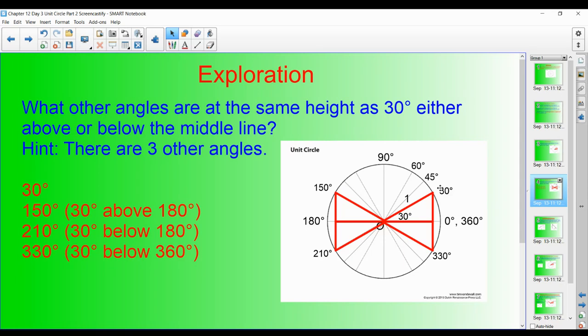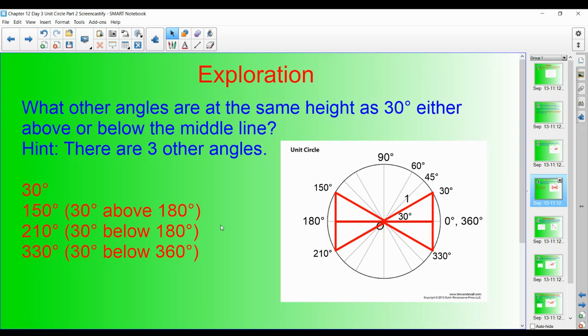So 30 degrees, 150 degrees, 210 degrees, and 330 degrees are either 30 degrees above or below a horizontal line. So they're 30 degrees above 0, or 30 degrees below 360, or 30 degrees above or below 180.